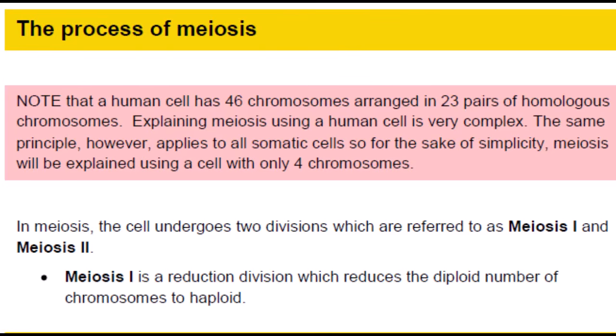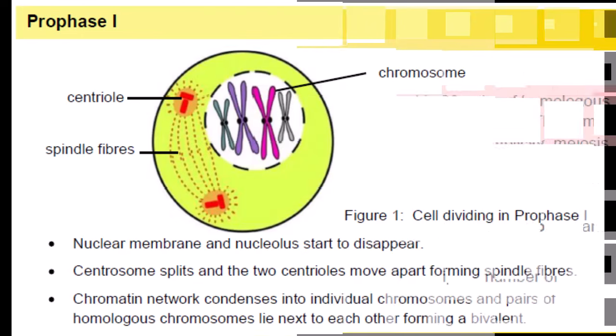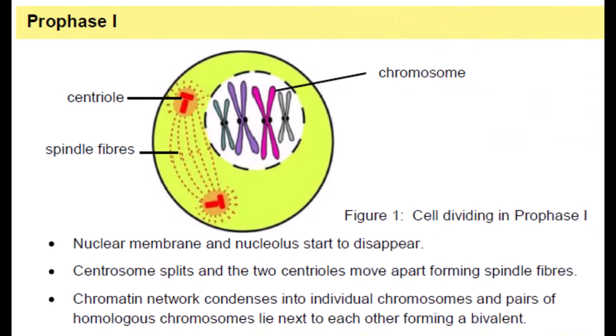And for both divisions, we use the same 4 phase names. Prophase, metaphase, anaphase, and telophase. That PMAT mnemonic helps keep track. So, meiosis I, the reduction division. First up, prophase I. This is where the stage gets set, and like you said, it gets really interesting.